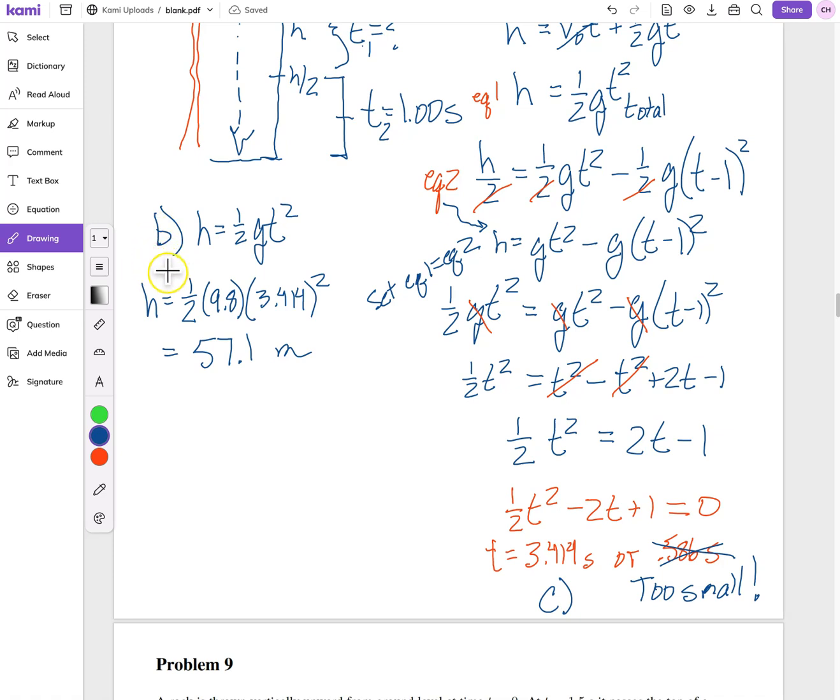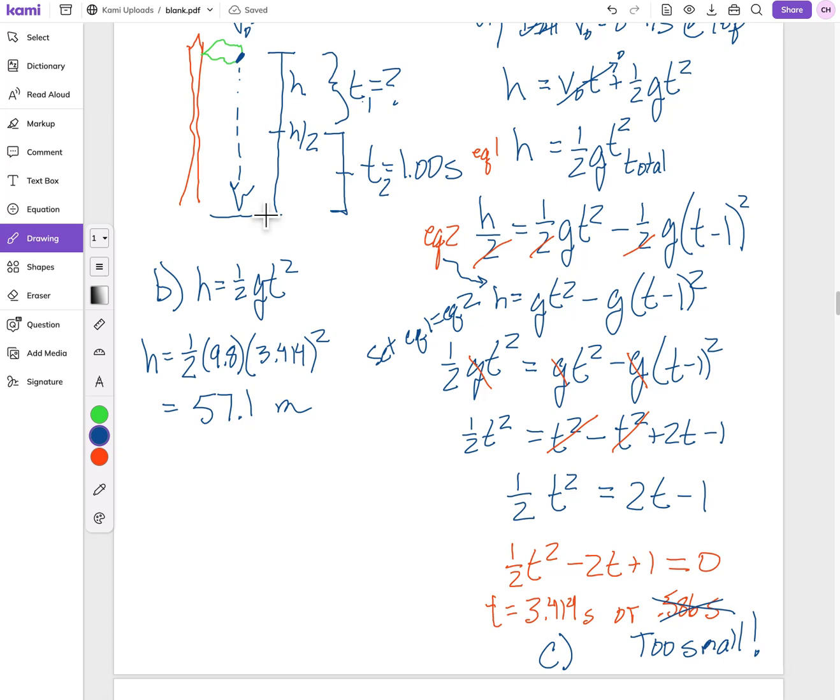And the answer to letter B is, what is the height then of that leaf where the drop falls? We now know the total time is 3.414, so we're going to put in 1/2 of gravity.